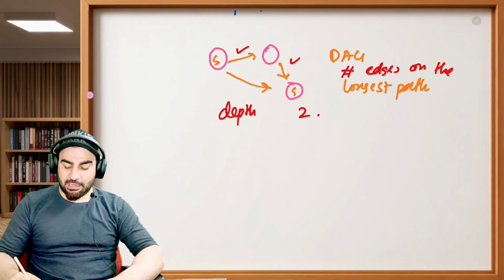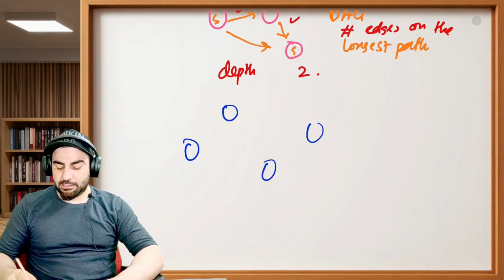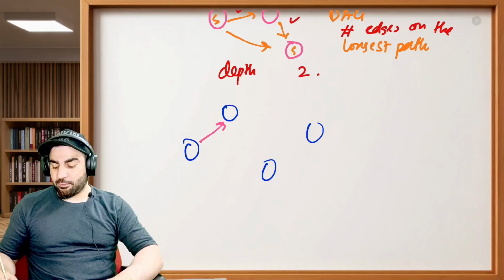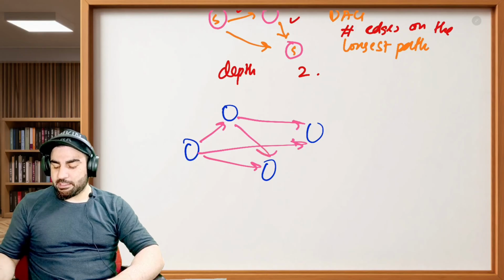Similarly, I can form some other directed acyclic graph with a couple of nodes like this. Here we have an edge like this, and this. This again is a directed acyclic graph. Now if you see, this is the source.